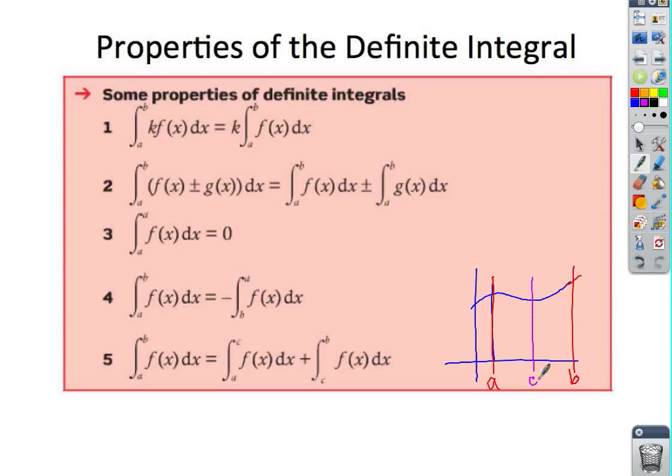And now I can integrate from A to C, which is what's shown here. This is the integral from A to C, which would give me this area under the curve. And then I can also integrate from C to B, which would give me that part of the area under the curve. So you'll see later on that there is some advantage to being able to do that. For right now, it doesn't really matter.